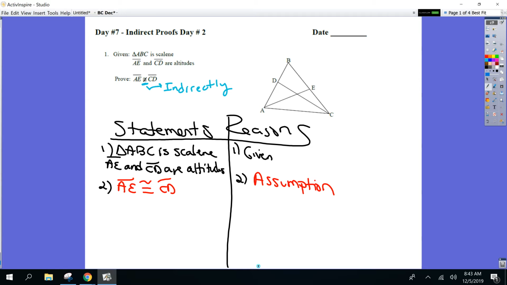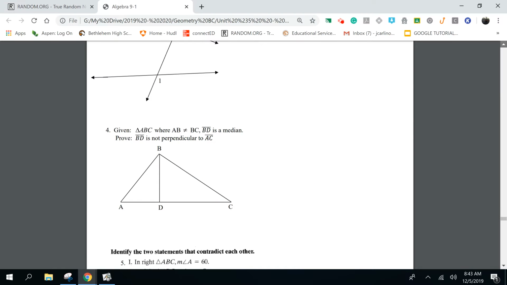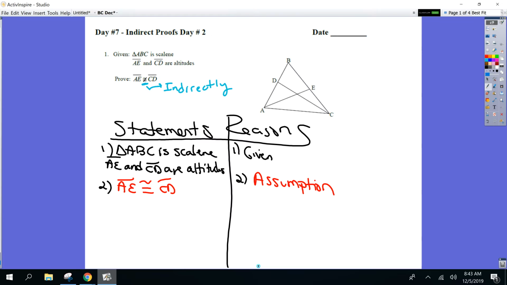And usually, like last night, it was pretty easy. You're just like, oh, I'm just going to contradict the not equal one. Easy. I don't have that, though, here. I don't have a not equal. But I still got to contradict one of the 2. So either can I contradict that ABC is scalene, or can I contradict that these are altitudes? Thoughts on which one do you think it's going to be? Because you're picking one over the other. This isn't like, I feel like going this way. No. You're going to do one over the other.